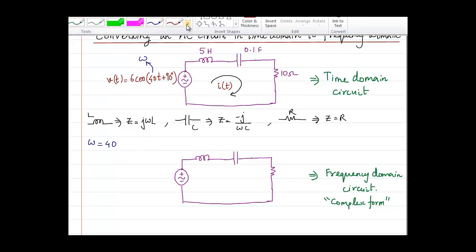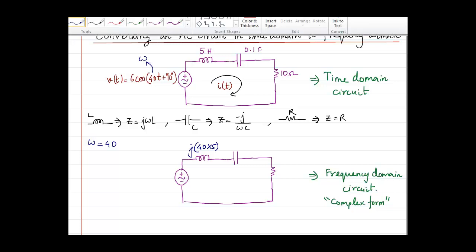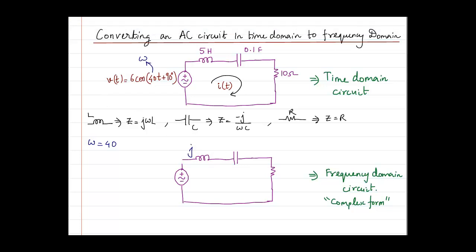So based on that, I am going to write, this is going to be J 40 into L. What is L? 5 Henry. Okay. And what is 40 into 5? 40 into 5 is 200. So it's better I always write it straight away as 200.